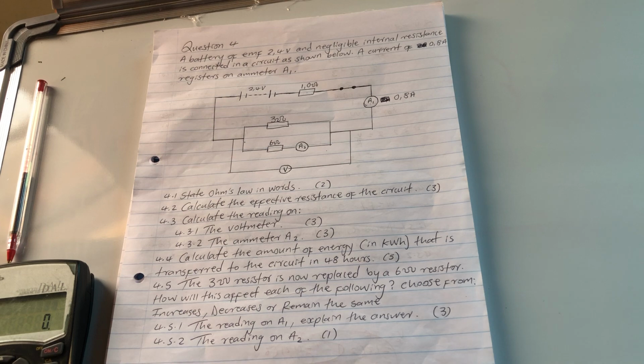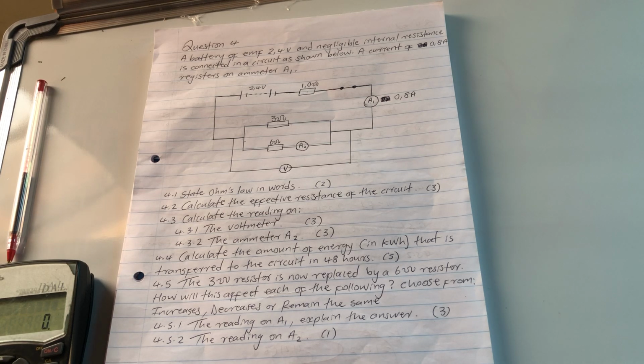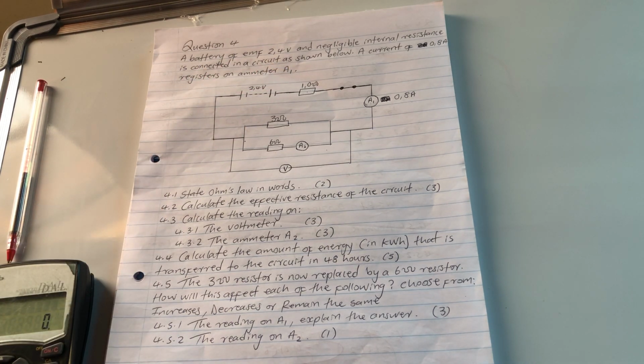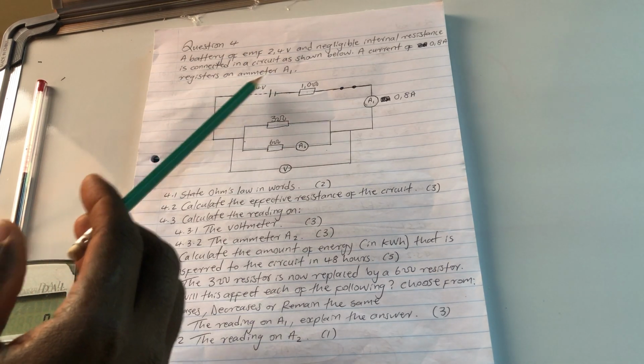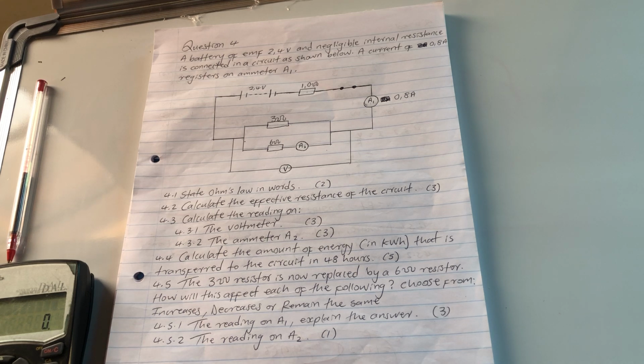Let's look at it. A battery of 2,4 V and negligible internal resistance is connected in a circuit as shown below. A current of 0,8 A registers on ammeter A1. This is ammeter A1. And then questions follow.